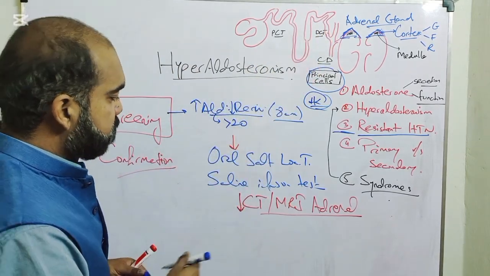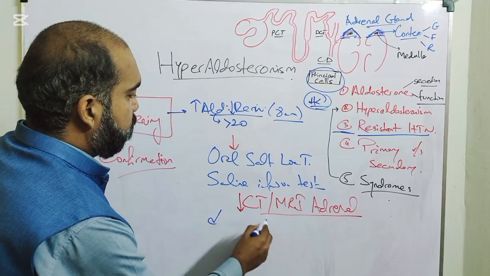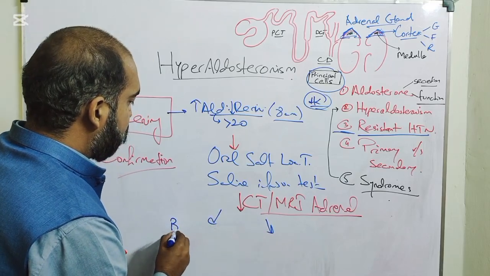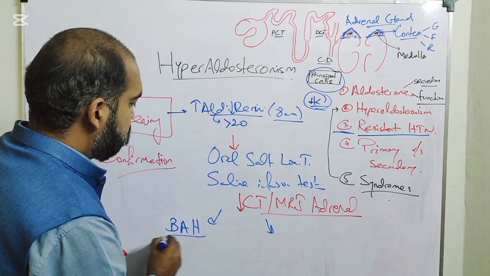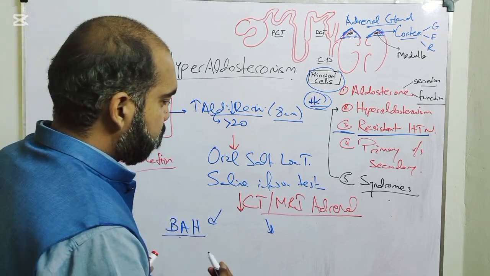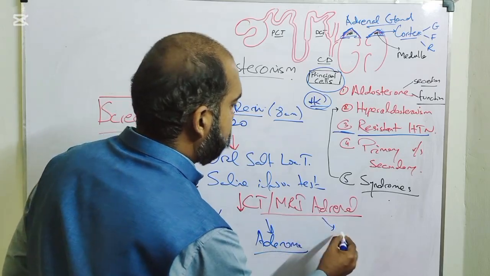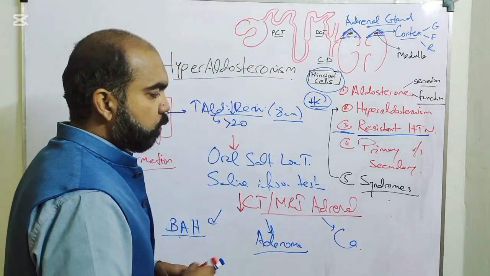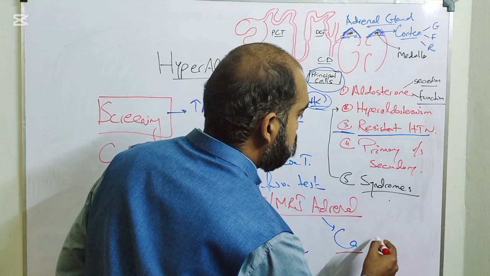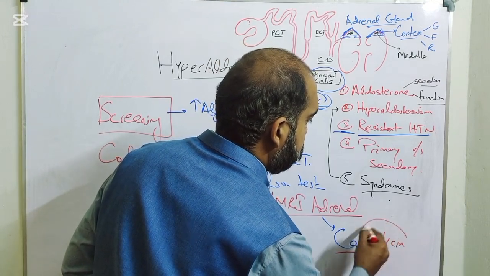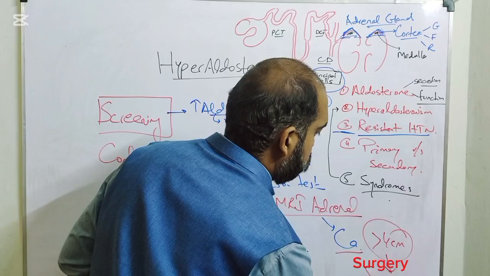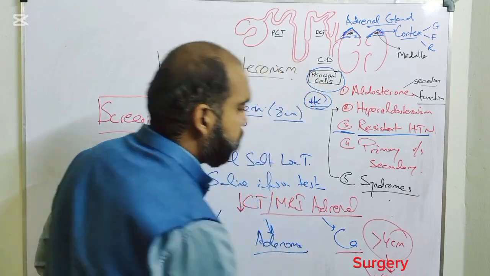Now, in this case, there can usually be bilateral adrenal hyperplasia, which is most of the cases, or there can be an adenoma, or there can be a carcinoma. In case of the carcinoma, the lesion is usually more than 4 cm, and you would do surgery. The definite treatment here is surgery.